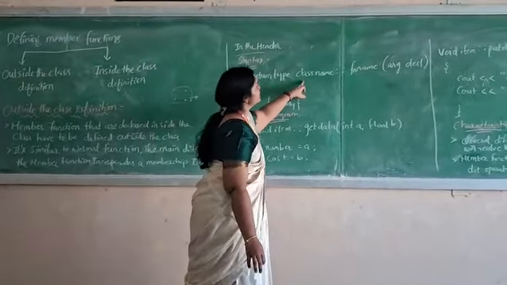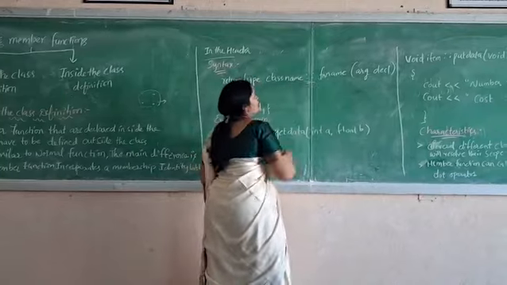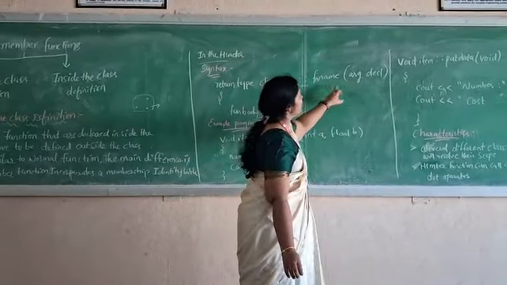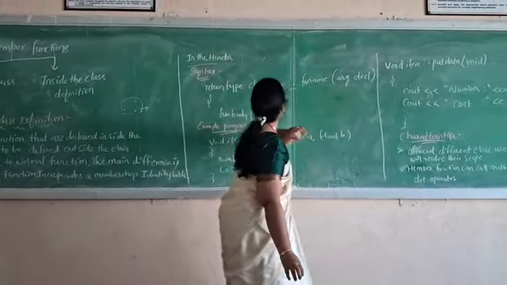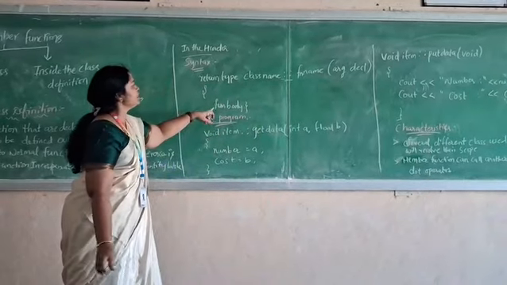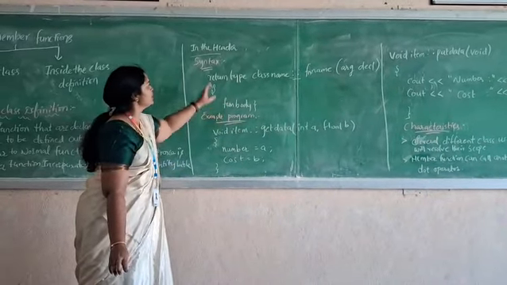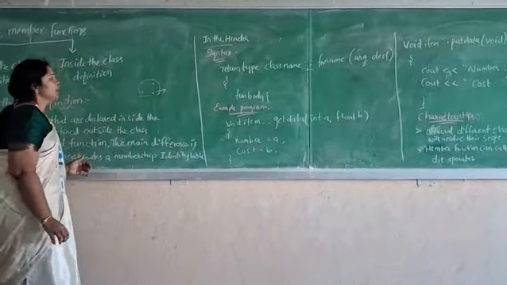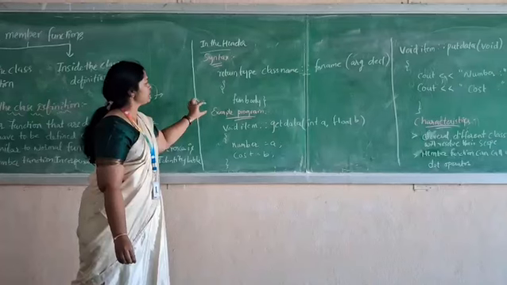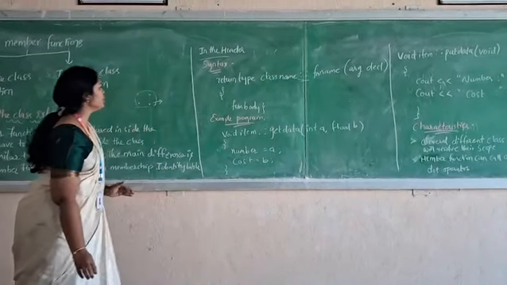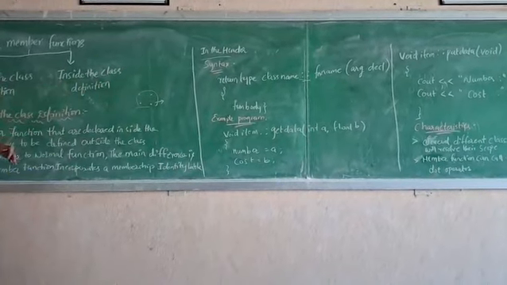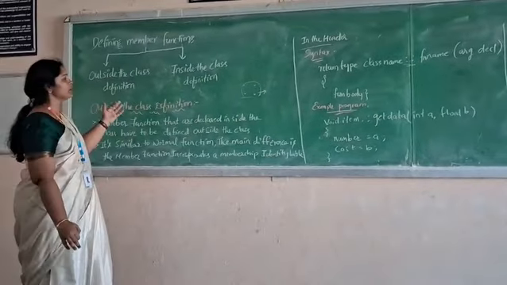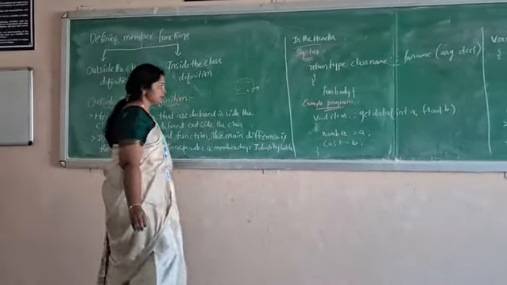Now we are going to see the syntax to define the function outside the class: return type, class name, scope resolution operator, and the function name. Here we use the argument declaration. Next comes the function body. This is the syntax for defining the function outside the class. Now we are going to see a simple program showing how the member function is defined outside the class.